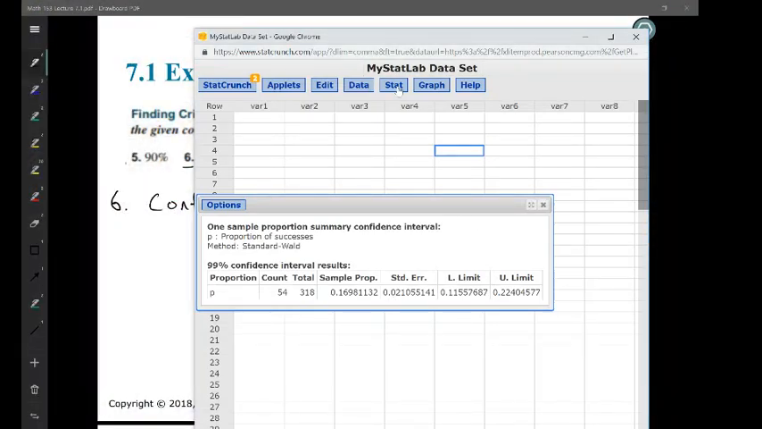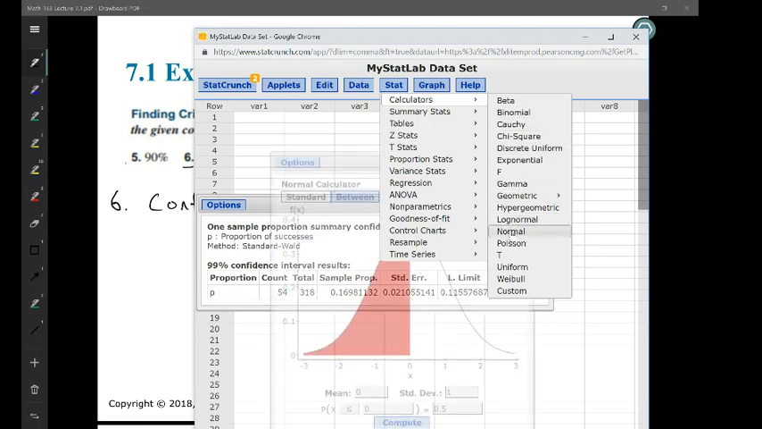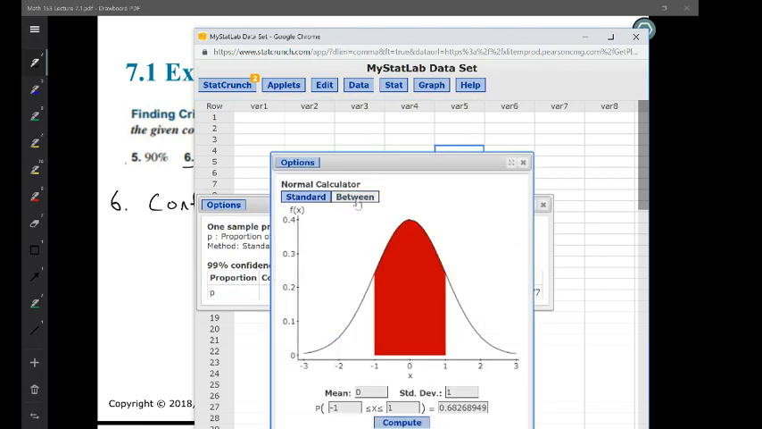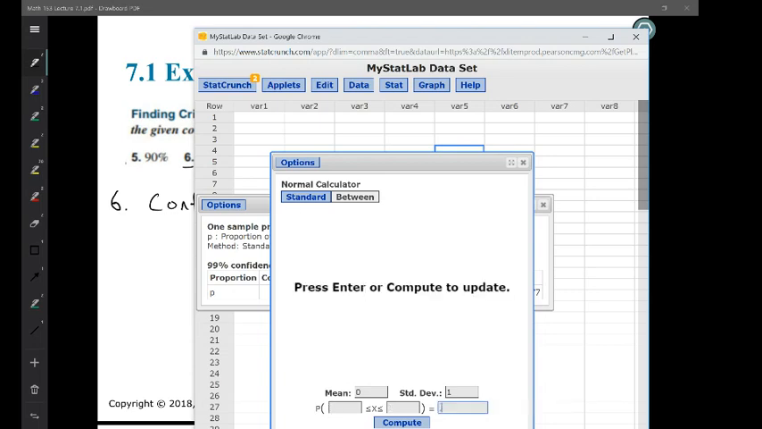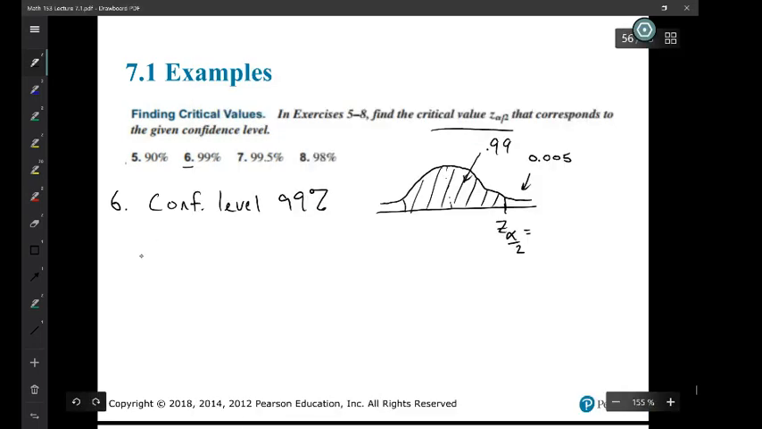Well, we can simply go to StatCrunch calculators, normal, go to the between setting, and then type in an area of 0.99, hit compute, and then we get the z-score for the left and the z-score for the right. So we want the rightmost z-score, 2.5758.